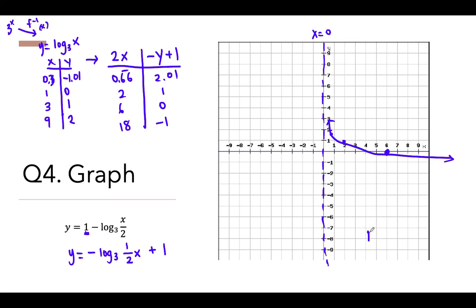So if I may, the domain for this one, as you can see, the horizontal translation is 0. So therefore, x can be any real number such that x is greater than 0. And for range, for a logarithmic function, y can always be any real number.